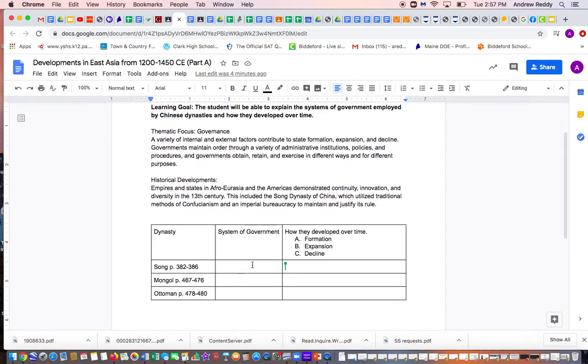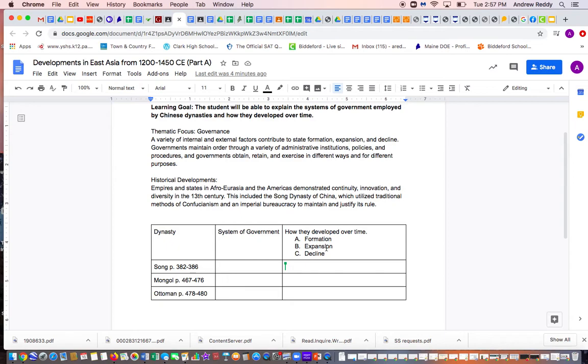You are simply going to list in one or two words what the system of government is for each of these dynasties. After that, you are going to, in this section, figure out and tell how those states formed, how those states expanded, and how they declined. For the Song, the Mongol, and the Ottoman, you're going to do it for all of them, explaining their formation, their expansion, and their decline.